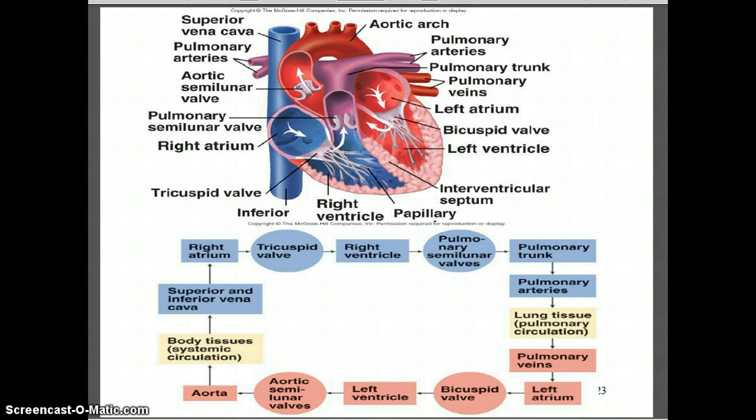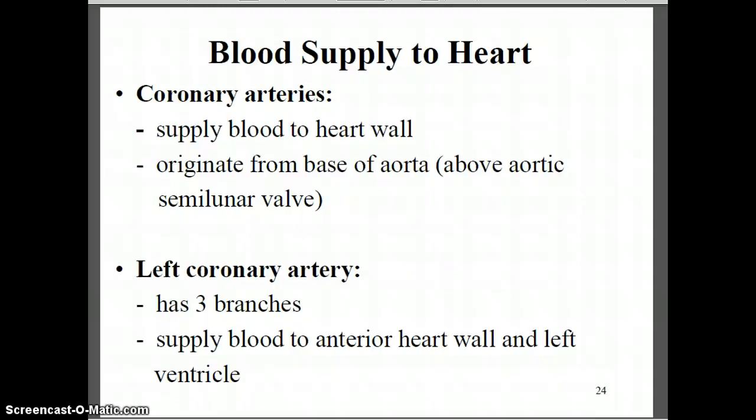I think it's extremely important, and it's extremely important that these valves prevent the backflow. Think about the consequences of backflow of blood. This is one of your forum questions for this week.